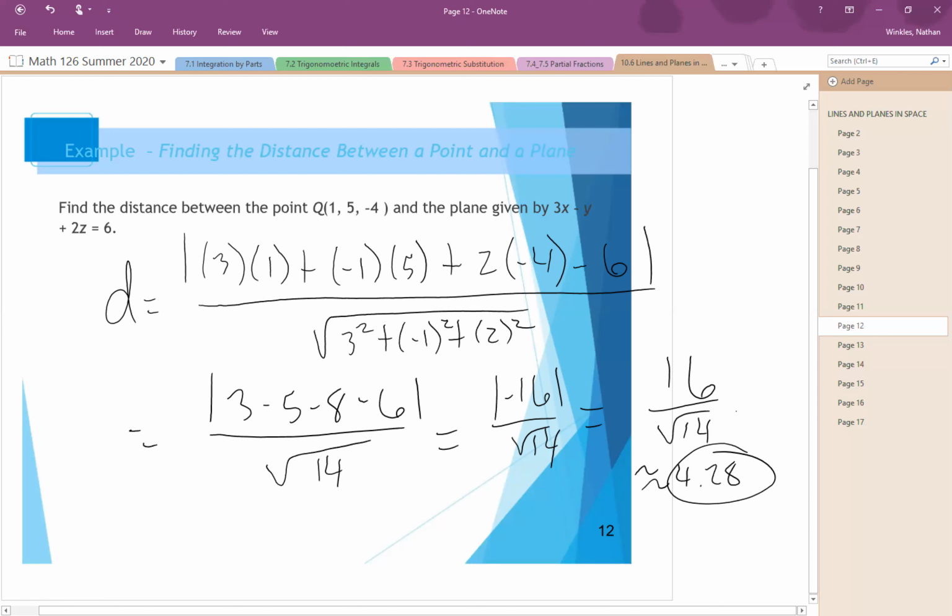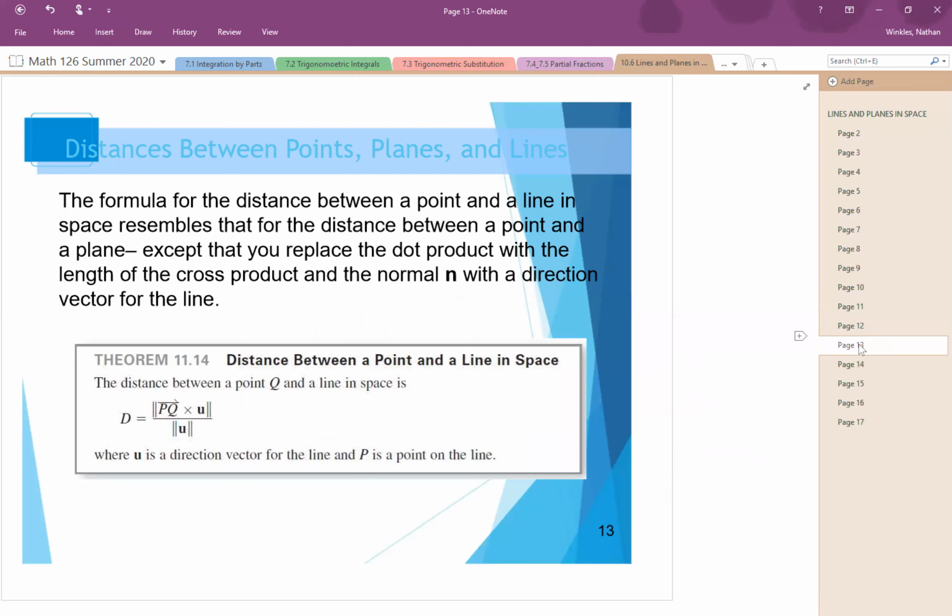So we just got to kind of think about what we are doing here. Really we just did the dot product of our point and our normal, which came from the (3, -1, 2) that they gave us. The formula for the distance between a point and a line in space resembles that for the distance between a point and a plane, except that you replace the dot product with the length of the cross product and the normal with a direction vector for the line.